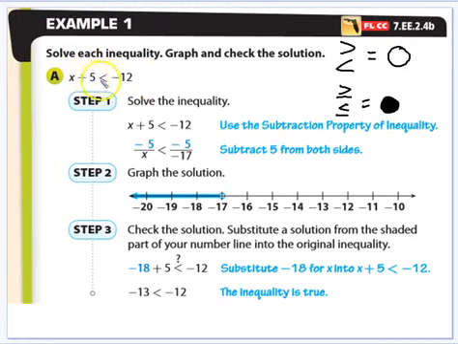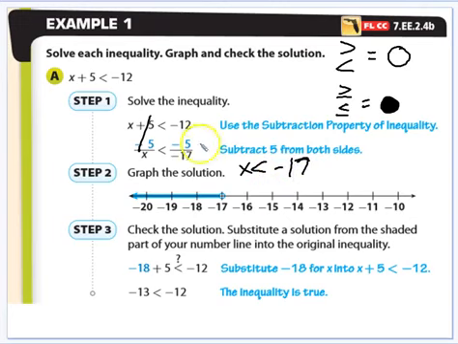I've got x plus 5 is less than negative 12. This is just like a regular equation. I need my variable all alone, so I'm going to do the opposite. I'm going to subtract 5 from both sides. So these cancel out. I'm left with x on the left side, and then negative 12 minus 5. You would really add them both, so it's negative 12 and negative 5 equals negative 17. So I have x is less than negative 17.